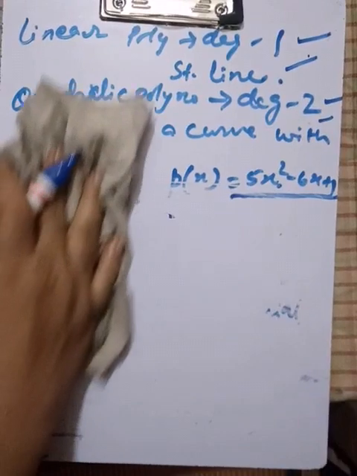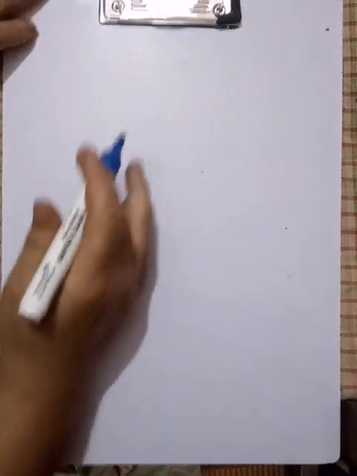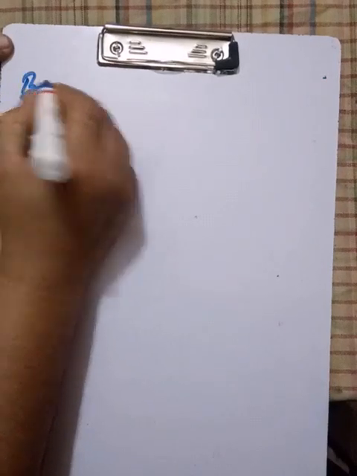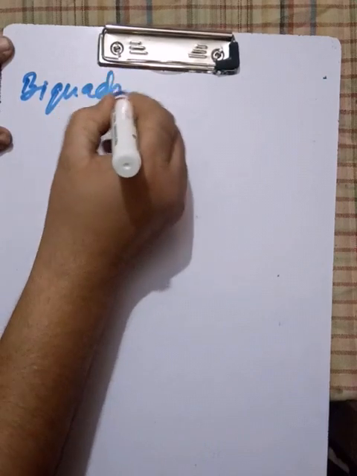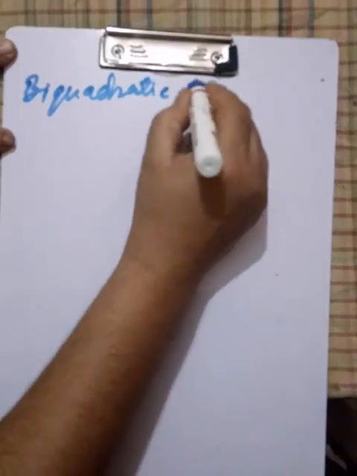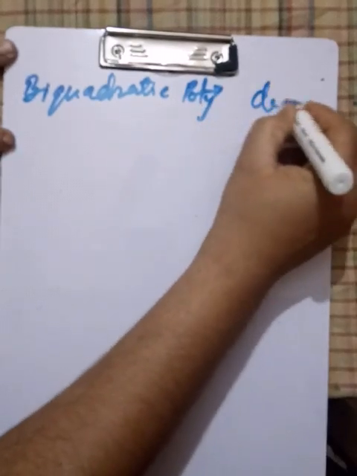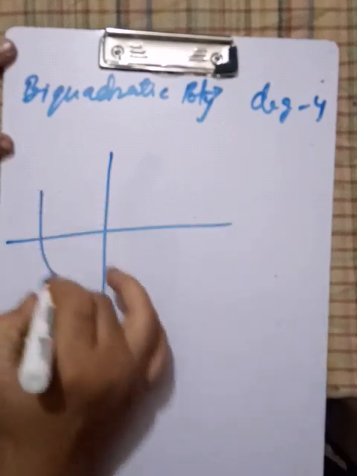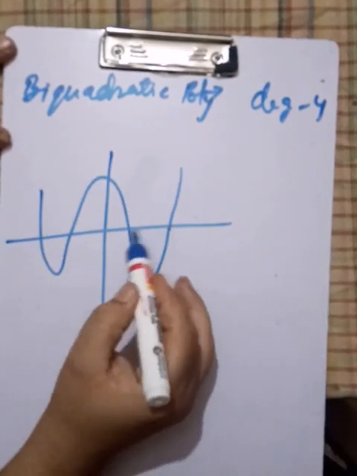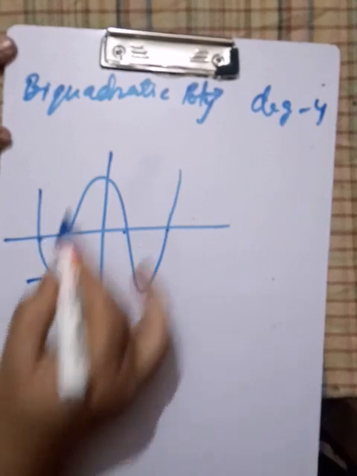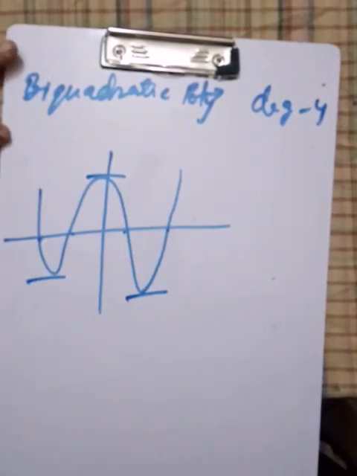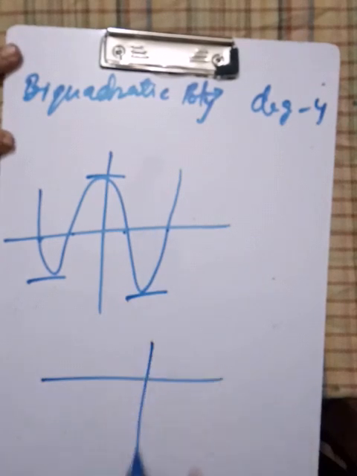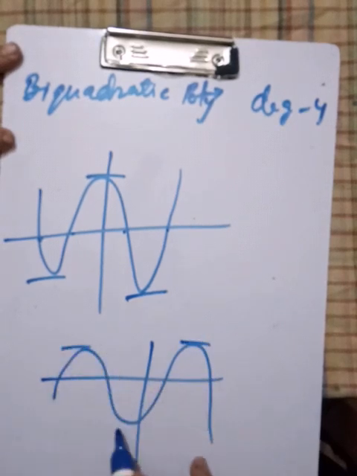Suppose you take another polynomial with degree 4, a biquadratic polynomial. The degree is 4. If you draw the graph of this polynomial, you will get it in this way: 1 place, 2 place, 3 place, 4 place. 1 fold, 2 fold and 3 folds. There will be 3 folds. It may be like this or it may be like this. There will be one fold, two folds and three folds.